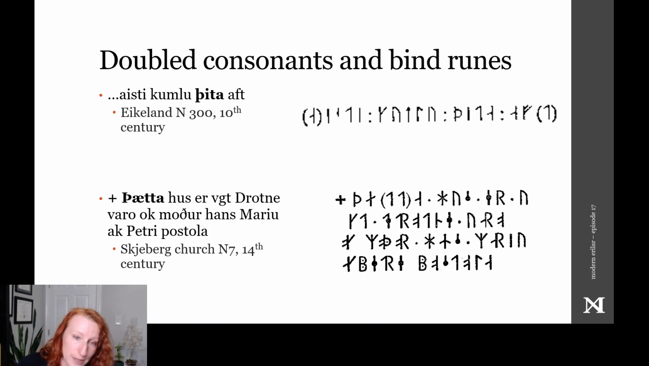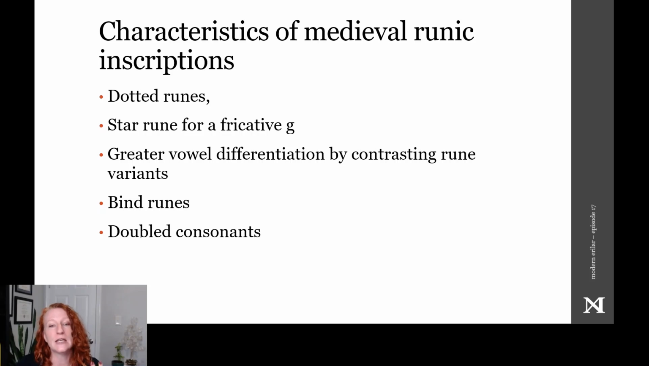So in summary, the characteristics that indicate a shift to medieval runic usage are dotted runes, the use of the star rune as a fricative G sound, a greater vowel differentiation by contrasting the short-twig and long-branch variants of the same rune within the same inscription, the use of bind runes, and the use of doubled consonants in inscriptions.